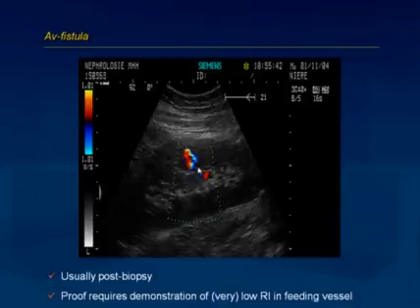Proof of the fact that this is an AV fistula requires measurement of the renal resistive index in the distal segmental artery that feeds the AV fistula, and this would probably be the artery that feeds the AV fistula in this case. In that artery, the resistive index will be low, or indeed very low, because it is essentially a shortcut with a very high diastolic flow. These arteries that feed an AV fistula may have renal resistive indices as low as 0.5, 0.4.